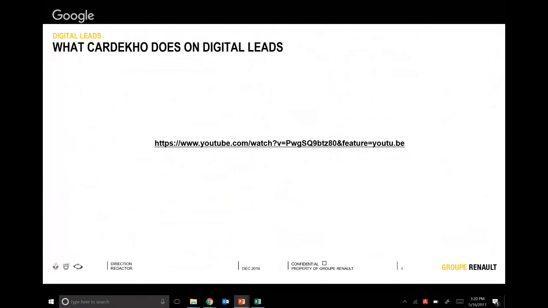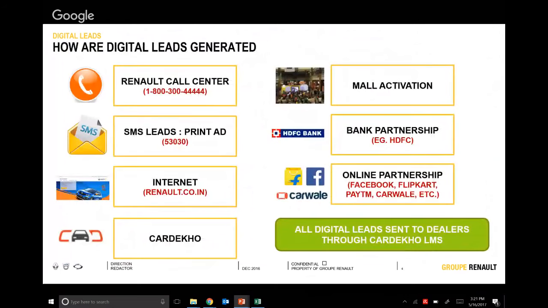So one thing which is very important to understand here is, whenever you get a lead from CarDekho, it may or may not be a lead which was created on CarDekho. CarDekho is a website, right? A digital lead which comes to you today may have come from CarDekho, but it may also have come from the Renault.co.in website, or from the call center, or from mall activation, or from Facebook, for example.